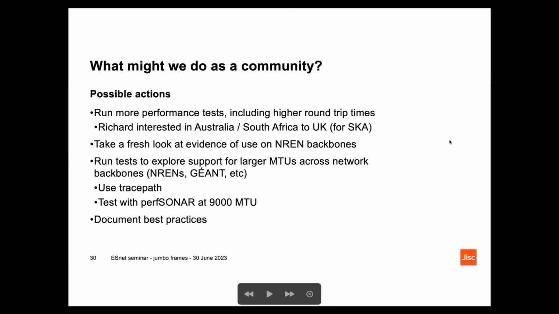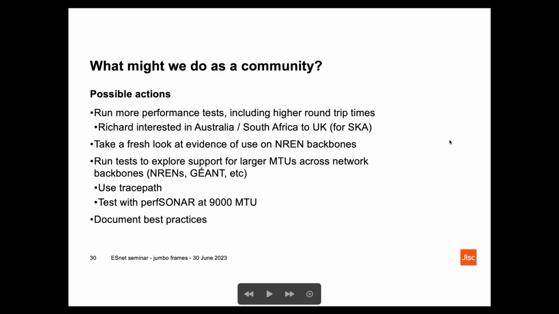It would be good to take a fresh look at evidence of use on different NREN backbones. As I said, at Jisc we've looked at the Janet traffic and only seen any significant use of jumbo frames by a couple of sites, which is disappointing when we have 160 universities and 10 or 12 really major research sites connected to us. It would be useful to explore support for the larger MTUs across the network.